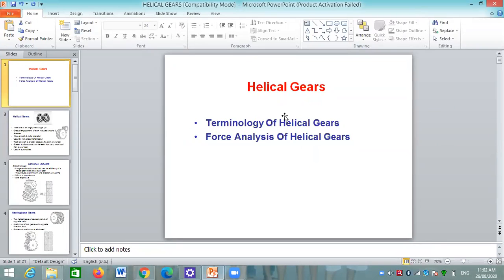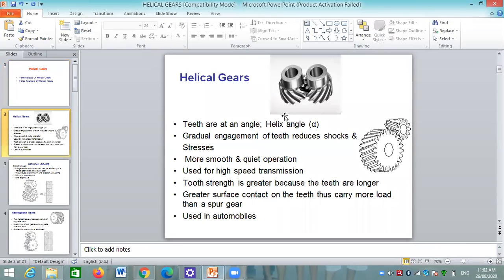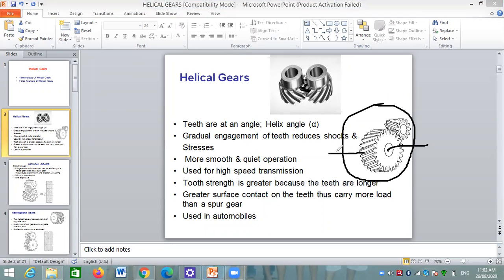Okay. Helical gear, in this chapter we will discuss the terminology of the helical gear and force analysis of the helical gear. If we see, this is the structure of the helical gear. This is the axis of the helical gear, and these are the tooth profile of the helical gear. In a helical gear, the teeth are inclined at some angle to the axis of the gear. Means if this is the axis of the gear and the direction of the teeth is in this way, there is some angle between the axis of the gear and the center line of the teeth.